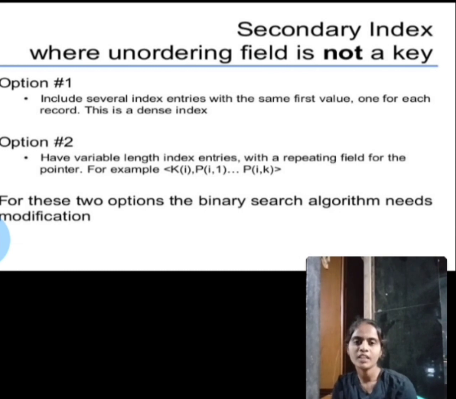Secondary key index where the ordering field is not a key. Option 1 includes several index entries with the same first value, one for each record. This is a dense index. Option 2 has variable length index entries with a repeating field for the pointer, for example key Ki, Pi,1, Pi,k. For these two options, the binary search algorithm needs modification.